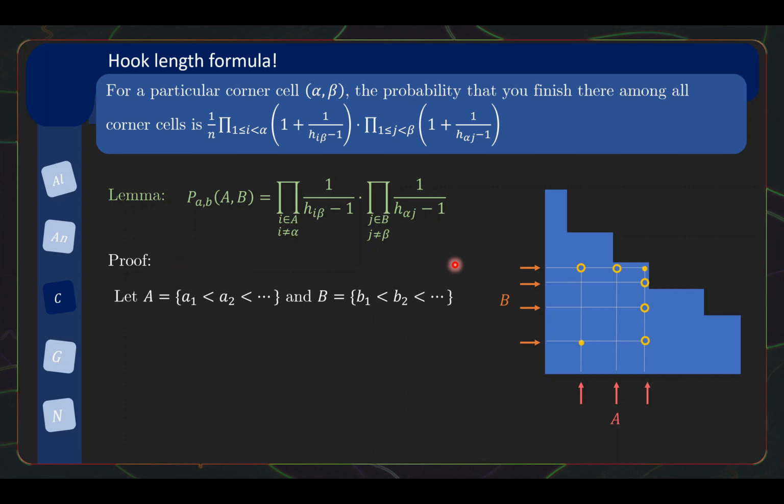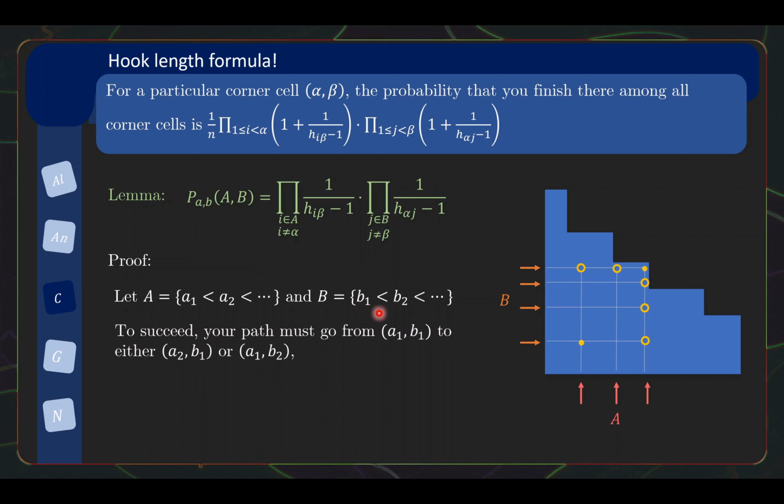So for the proof of this lemma, we are going to introduce some notation. So let's say the A and the B that you put in here are A1 less than A2 less than dot dot dot, B1 less than B2 less than dot dot dot. Obviously A1 is small a and B1 is small b.